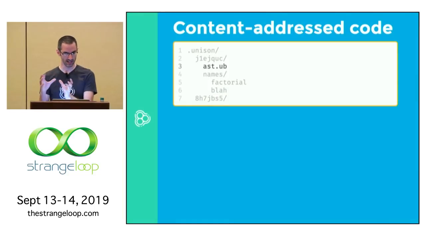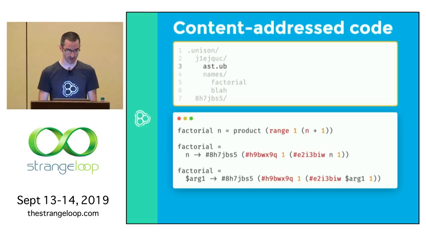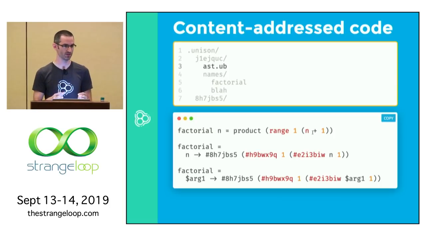So what's actually in this serialized syntax tree? If you look at the definition of factorial, it has 3 dependencies. It's referencing product, it's referencing the function range, and it's referencing the function plus. What's actually stored in the syntax tree is not those names. It's actually the hashes of product, range, and plus.